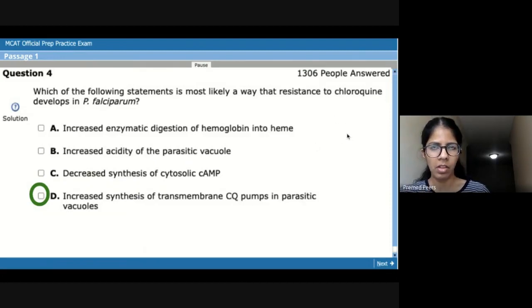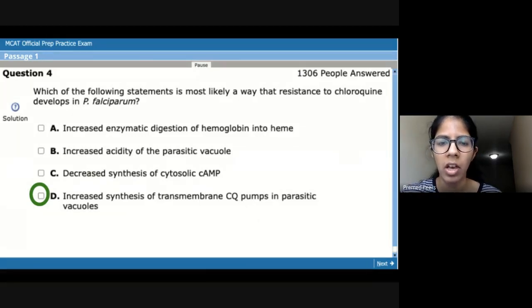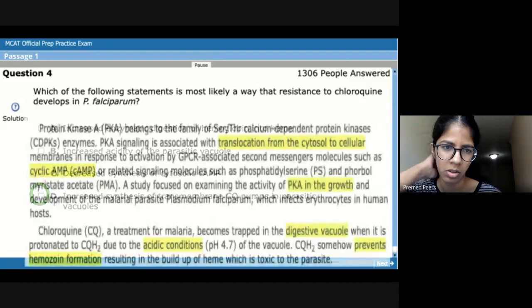So I have a screenshot of the passage in the next slide. But basically what happens is that the chloroquine is able to go in the vacuoles, and that's where it prevents the parasite from synthesizing the heme compound that it needs to. So if there are transmembrane pumps that take the chloroquine out of the vacuoles, that'll prevent the chloroquine from inhibiting the parasite's reaction.